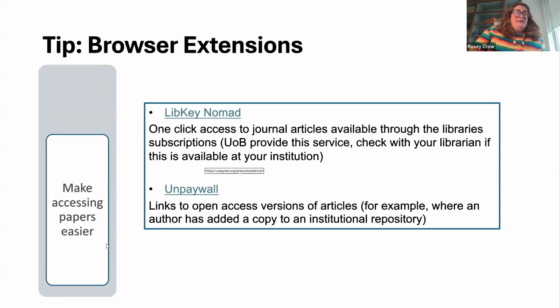A couple of tips for making accessing papers easier. At the University of Bristol, we subscribe to a thing called LibKey Nomad, which means that if I come across a paper through some other method that isn't part of my university subscriptions, it will tell me whether I've got a copy in the University of Bristol library. Similarly, there is a browser extension called Unpaywall, which links to open access versions of articles. So if someone has published something and they've put a copy into their institutional repository, and I don't have access to the journal it was published in, I can find it in their institutional repository.